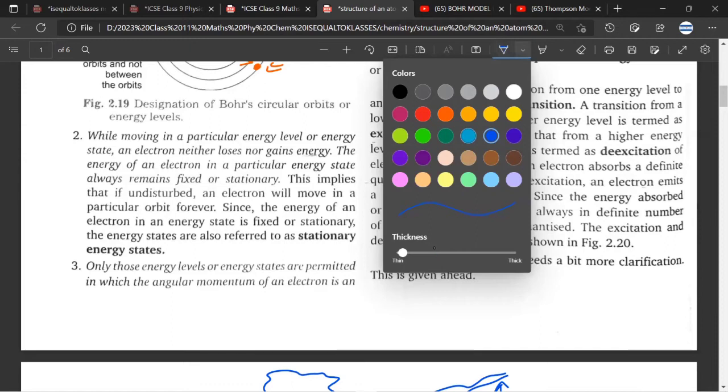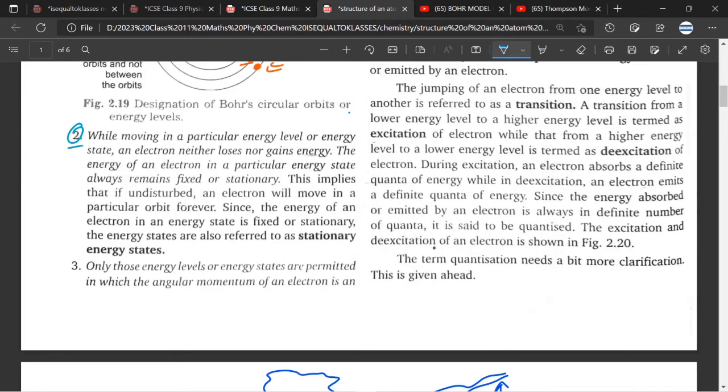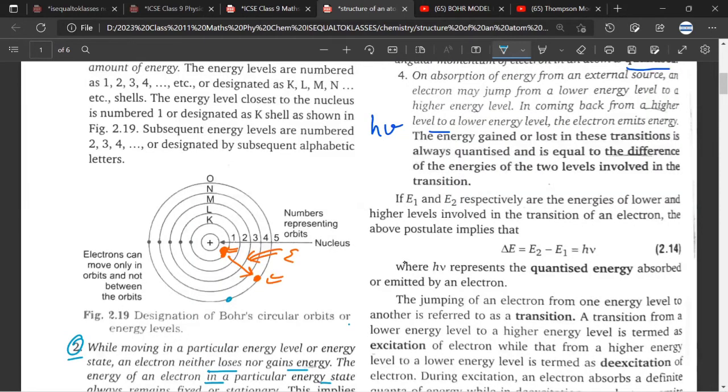Whatever we have discussed now is what he is trying to say in his postulate 2. While moving in a particular energy level or energy state, the electron neither loses nor gains energy. The energy of the electron in a particular energy state always remains fixed or stationary. So as long as it is in its orbit, its energy remains stationary. Are we clear? So if it is in orbit 4, it should have exactly the energy that orbit 4 requires. Are we clear? Okay.